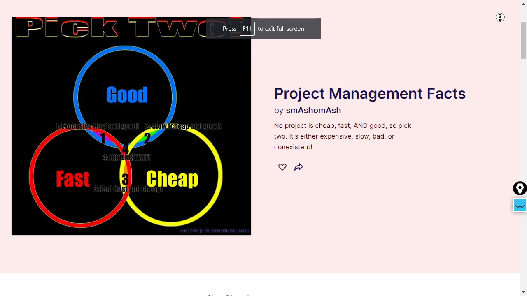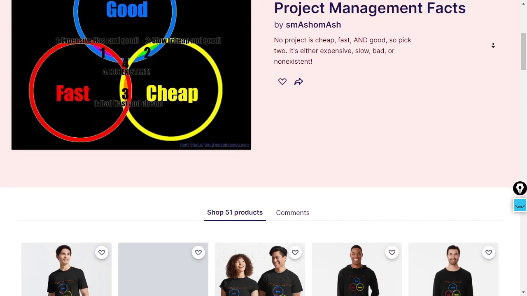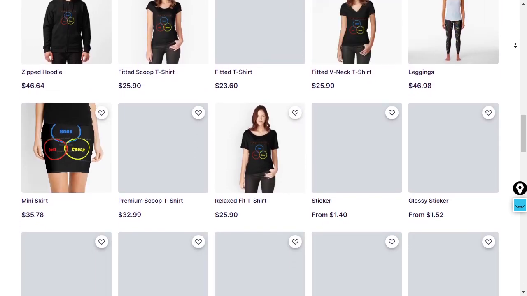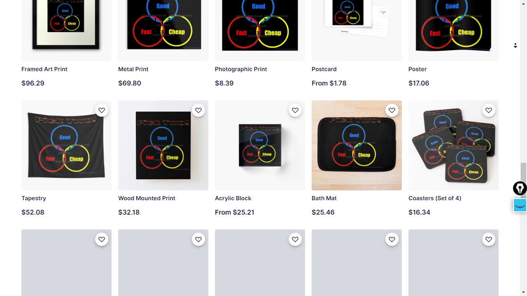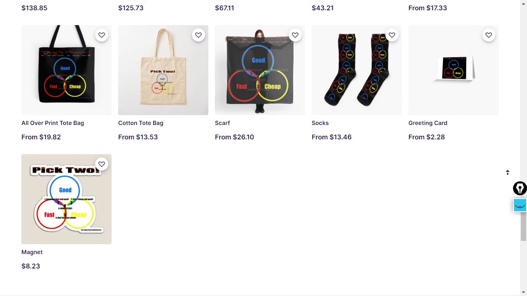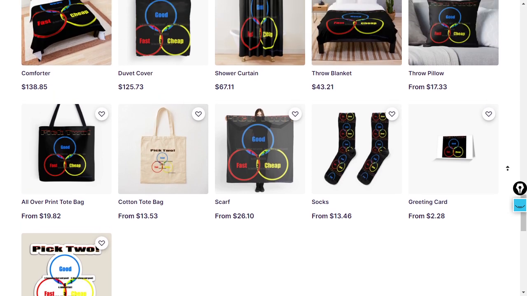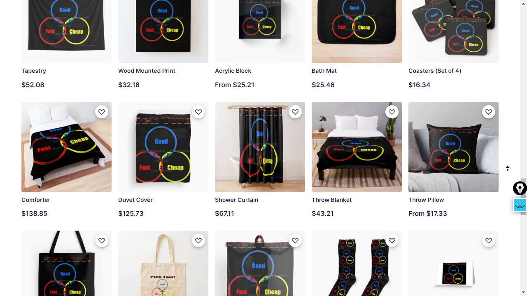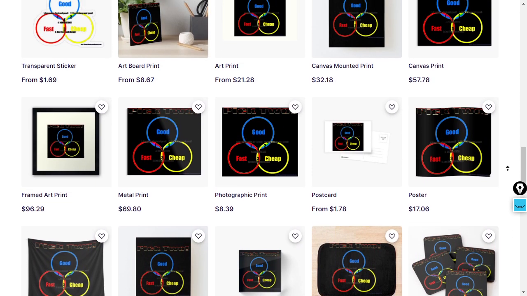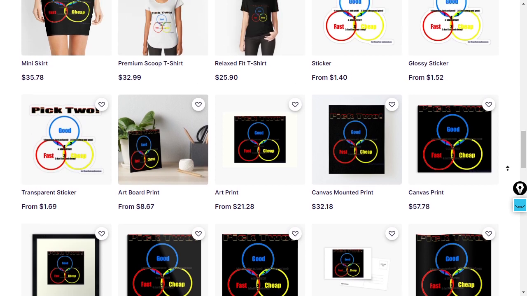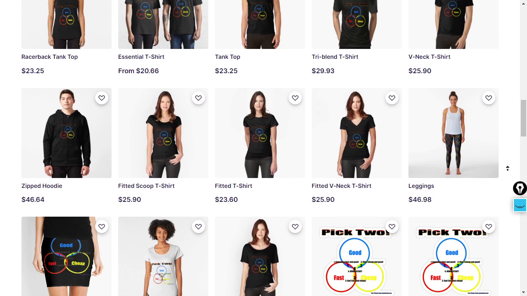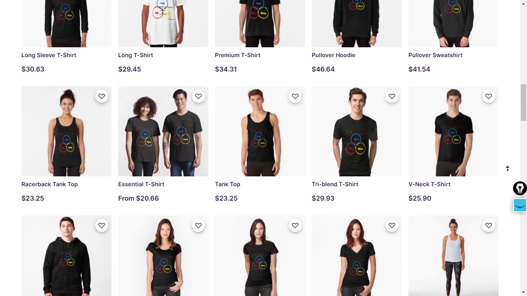If you're not familiar with project management, you might think that your project can be cheap, fast, and good. And if that's the case, I feel sorry for you, because that is not the way reality works. Your project can be either cheap and fast but not good, in which case it's bad. It can be cheap and good but not fast, in which case it's slow. Or it could be good and fast, in which case it's expensive. So pick two, because no project is cheap, fast, and good.